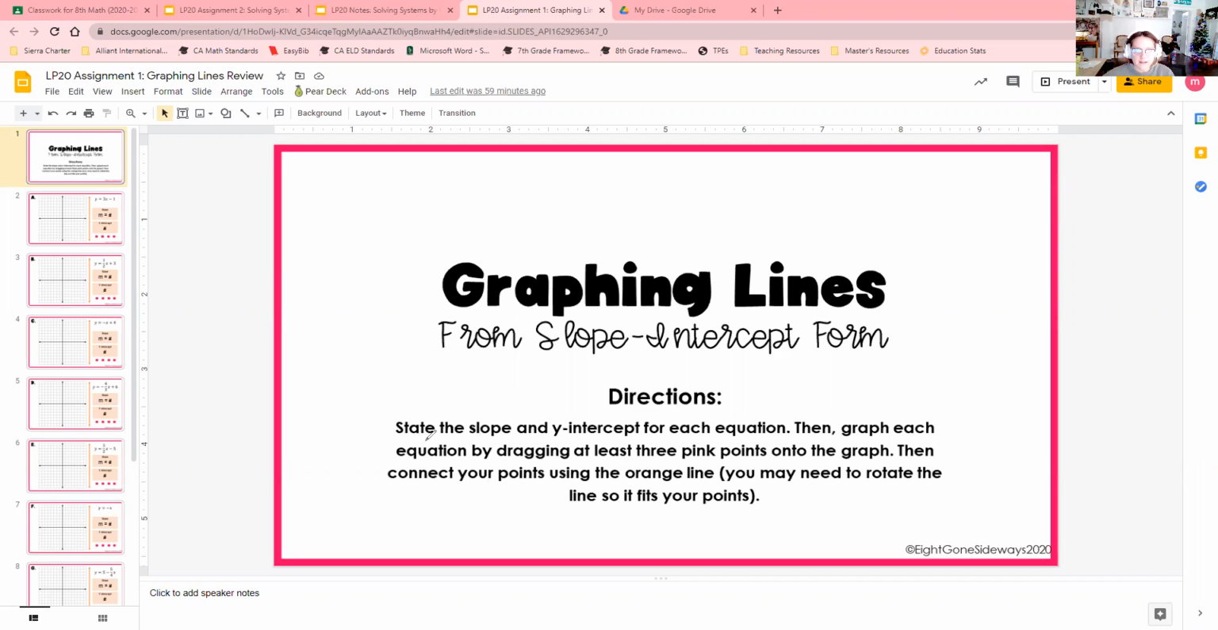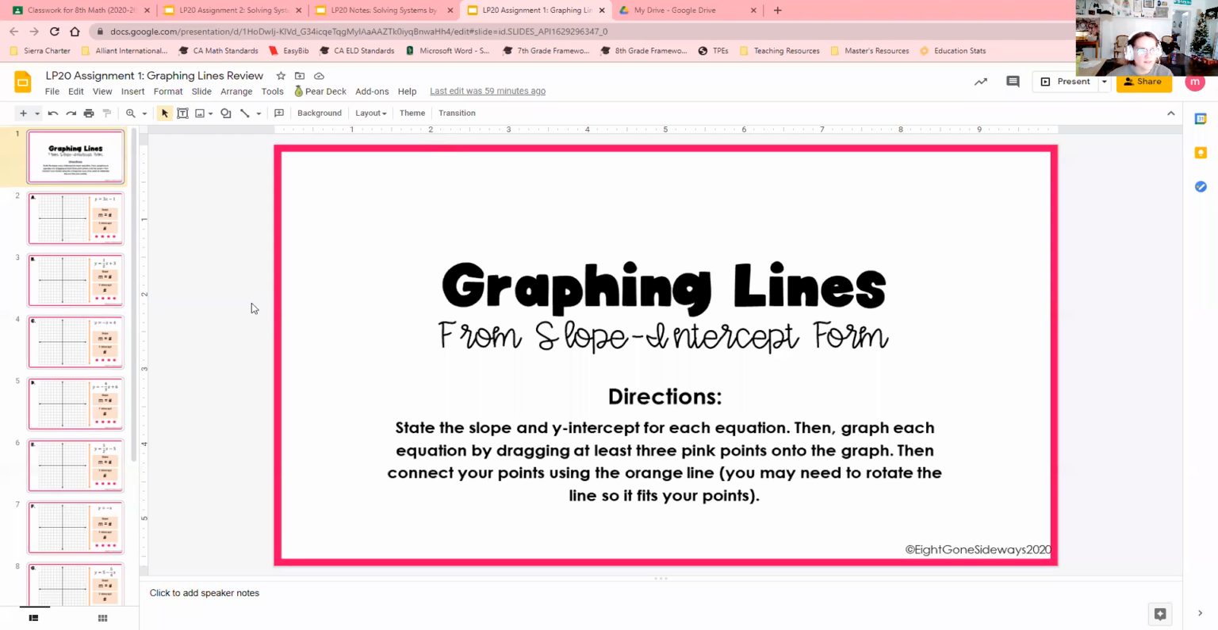State the slope and the y-intercept. So you're going to name the slope, you're going to name the y-intercept. You're going to graph by dragging at least 3 of the pink points onto the graph. So you have to place at least 3 points. Then you're going to use the orange line to connect your points.